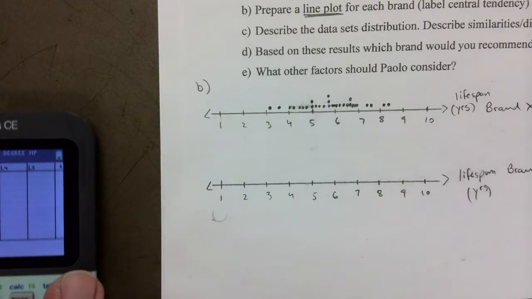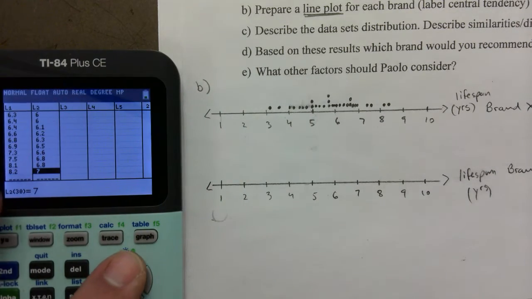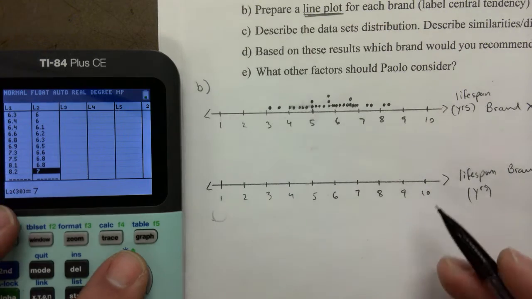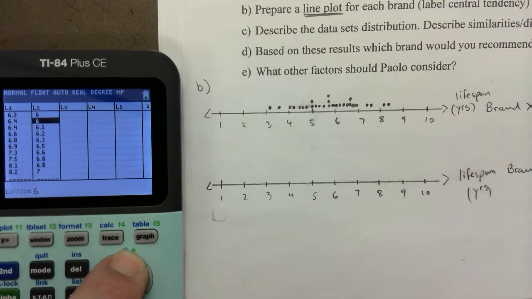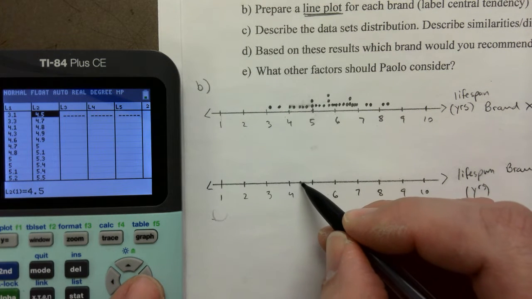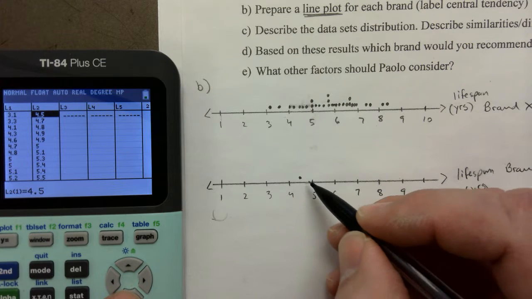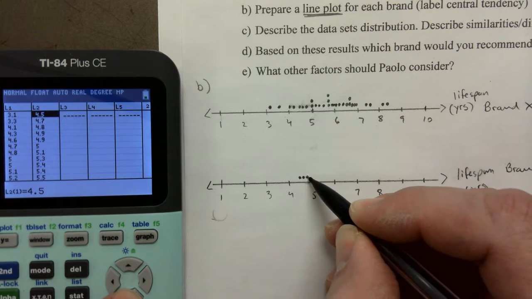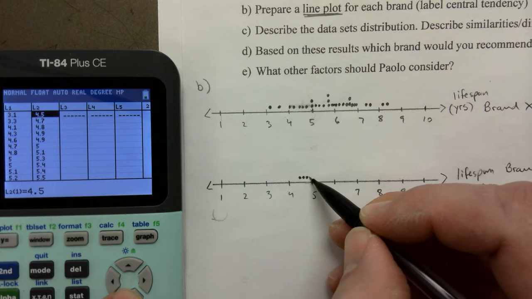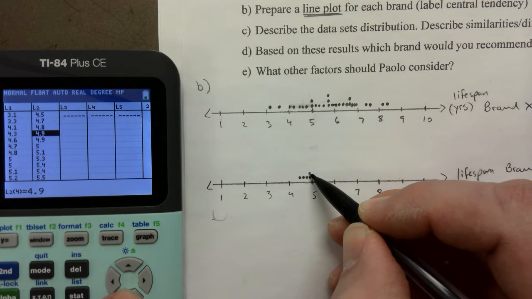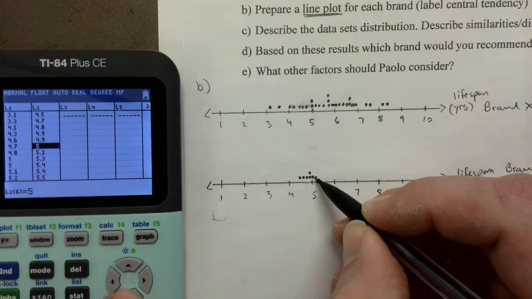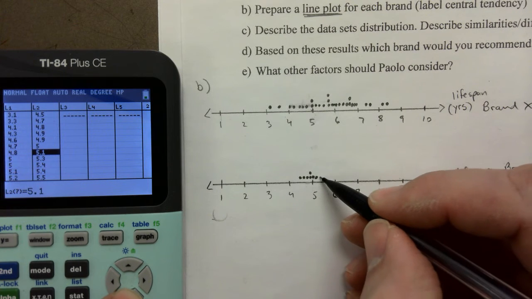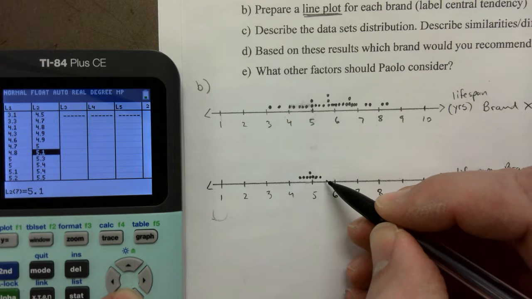Let's do the same thing for brand Y. I can start from 7 and go backwards, but I think I'm going to start with the lowest. I'm just used to that. So 4.5 is right about here. 4.7, 4.8, 4.9, and another 4.9. There's a 5. There's a 5.1. So I'm making the dots a little bit too big, perhaps.